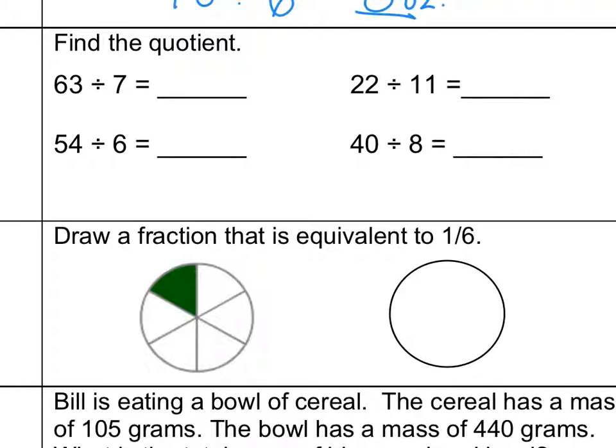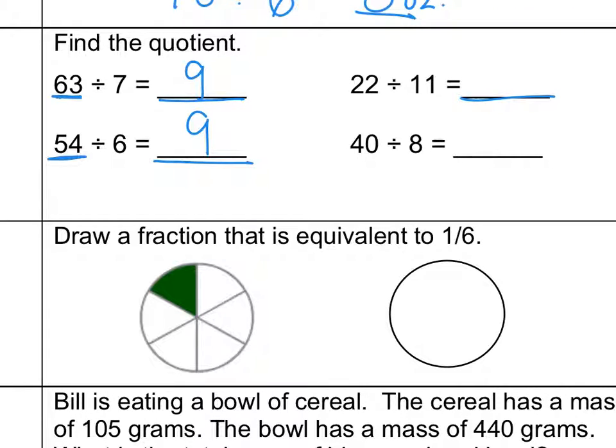We read our division backwards. Something times 7 equals 63. That is a nifty 9. I know, because if I add my digits here, they add up to 9. 54 divided by 6. Something times 6 is 54. Look, if I add the 5 and the 4, I get 9. That's one of my nifty 9s also.